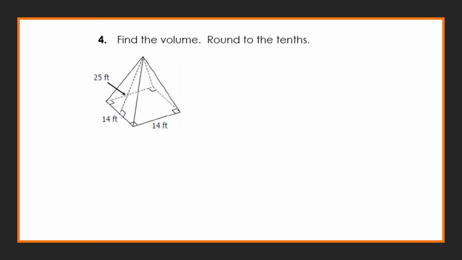All right. Now we're looking at a square pyramid. Again, the base doesn't change the formula for volume. As long as it's a pyramid, we're doing base times height over 3. What does change is how we find the area of the base.